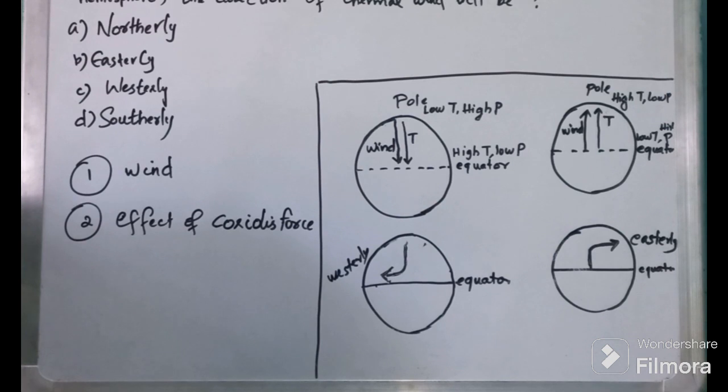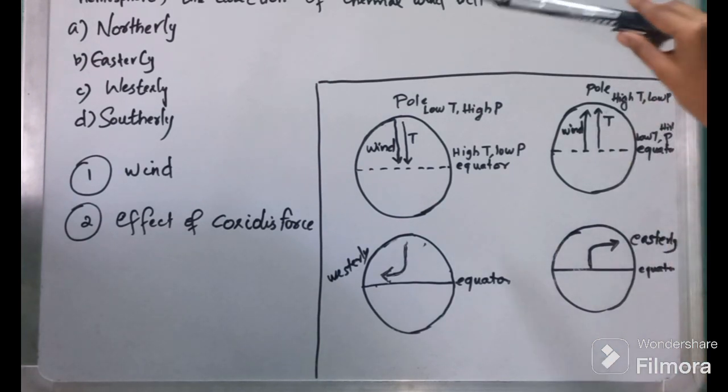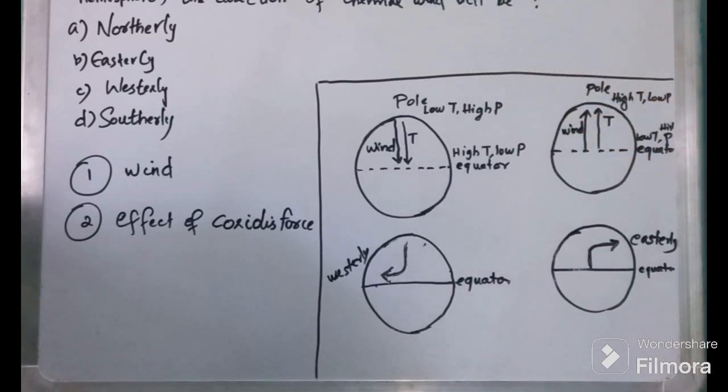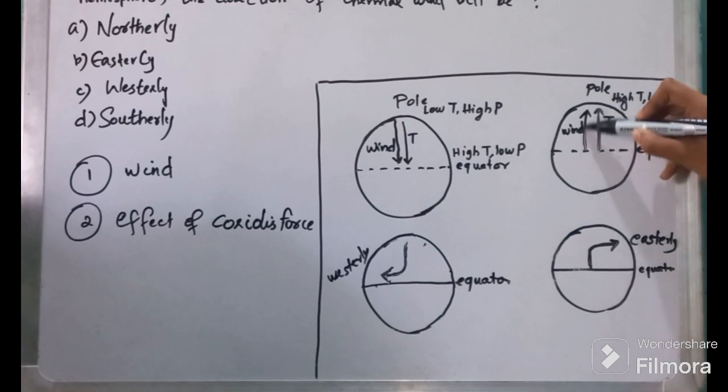And now let's consider the condition which is given in the question, which says that the surface air temperature increases towards north. So from equator as we go to pole, the surface air temperature increases. As the temperature increases, pressure lowers. So at equator we experience a low temperature and high pressure, while in pole we experience a high temperature and low pressure. So this wind moves from high pressure region to the low pressure region. So this is how the wind moves.